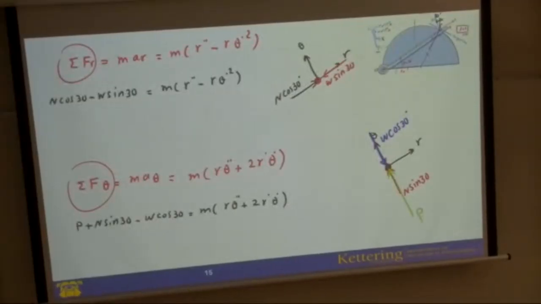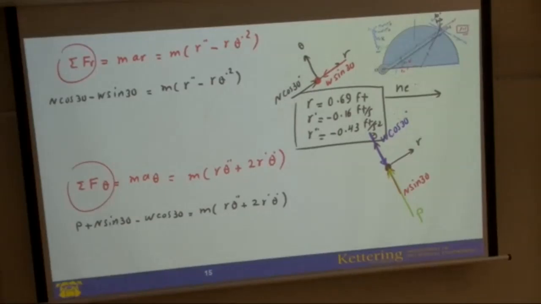Now, from the previous slide, I found these numbers. r equals 0.69 foot. r dot equals minus 0.16 foot per second. r double dot is minus 0.43 foot per second squared. This is coming from the next slide.